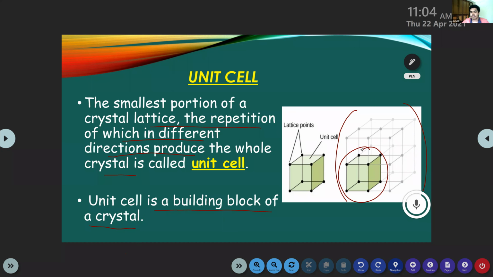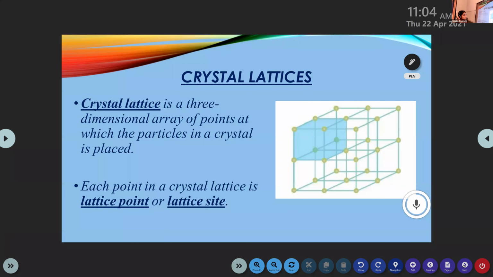Yes, okay. So next one, crystal lattice. That we also discussed. Crystal lattice is a three-dimensional array of points at which the particles in a crystal are placed. So that entire crystal is termed a crystal lattice. We can arrange this unit cell in a repeated, regular way, in a three-dimensional arrangement. It is known as crystal lattice.